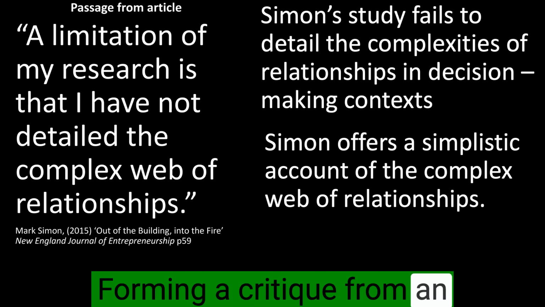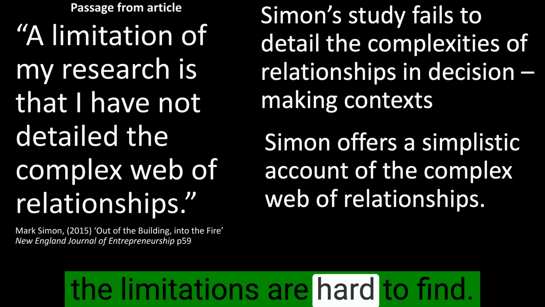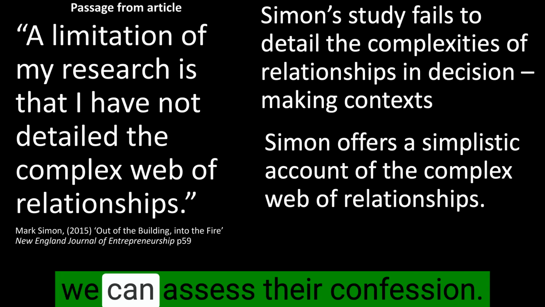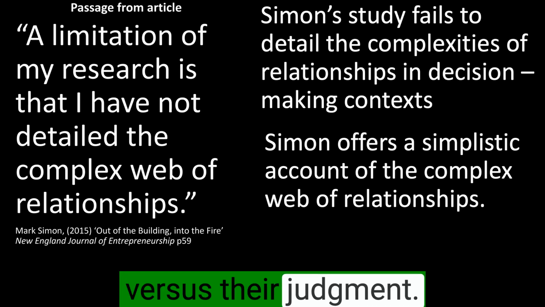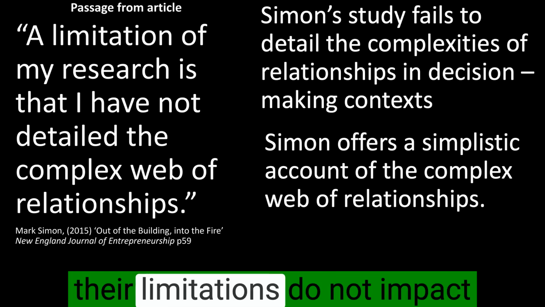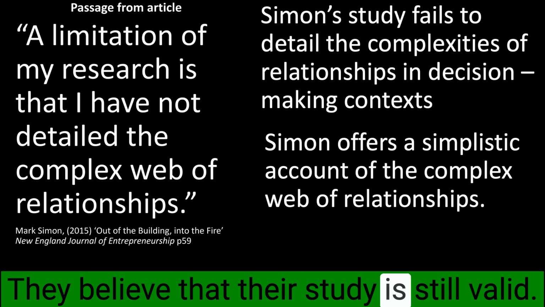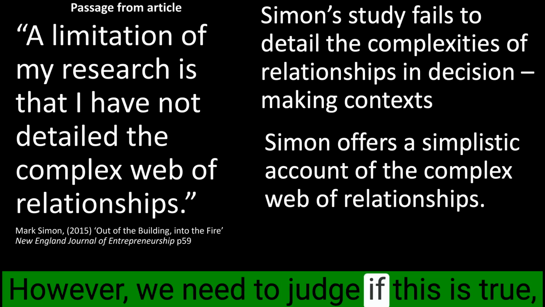Forming a critique from authors' limitations is not unethical because sometimes the limitations are hard to find. We need the authors to come forward and be transparent so that we can assess their confession. It is essentially our judgment versus their judgment. Some authors believe that their limitations do not impact the findings of their study. They believe that their study is still valid. Their study is still relevant. However, we need to judge if this is true.